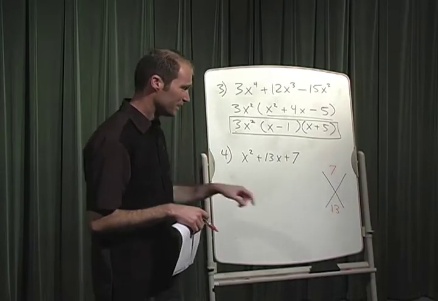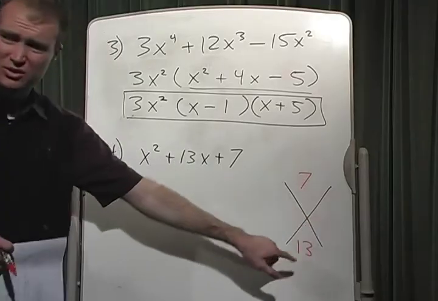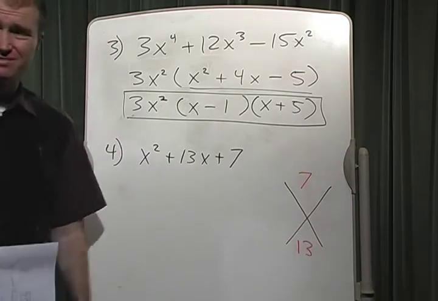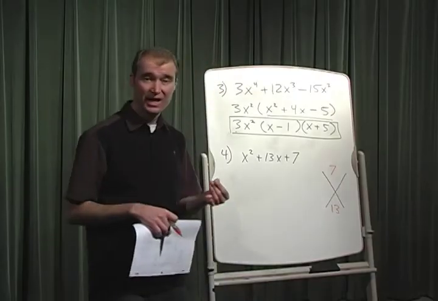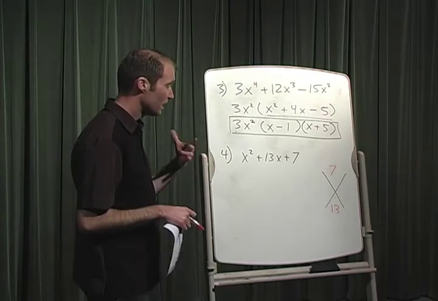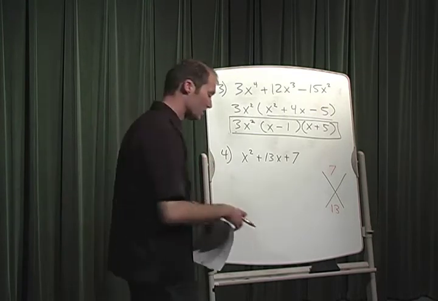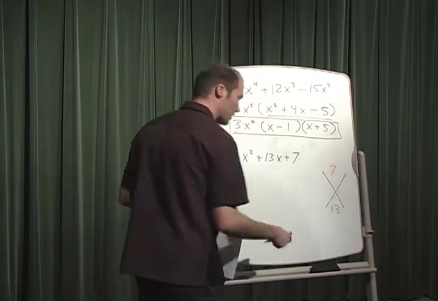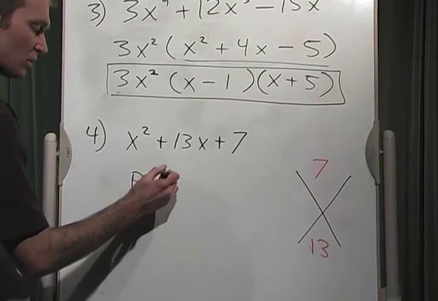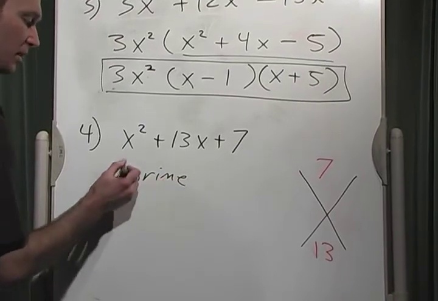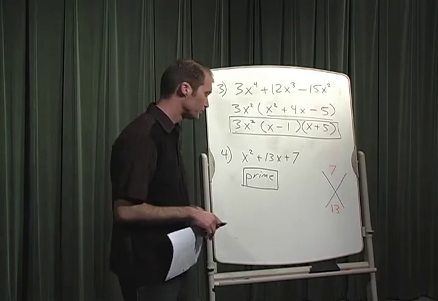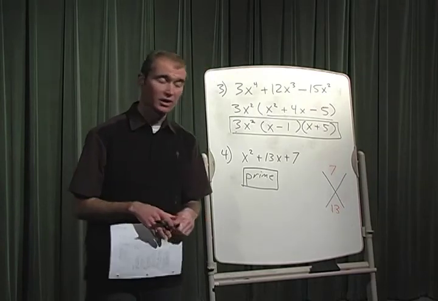Multiply to 7, it looks like 1 and 7 will do the trick, but that's not going to add to 13. Negative 1 and negative 7, that's not going to work either. In fact, there are no integers that do the trick. There's nothing that I could do to factor this trinomial. When you come across a problem like this, the right answer is to say prime. This is what's called a prime polynomial. You do not factor it. You cannot factor it using integers.